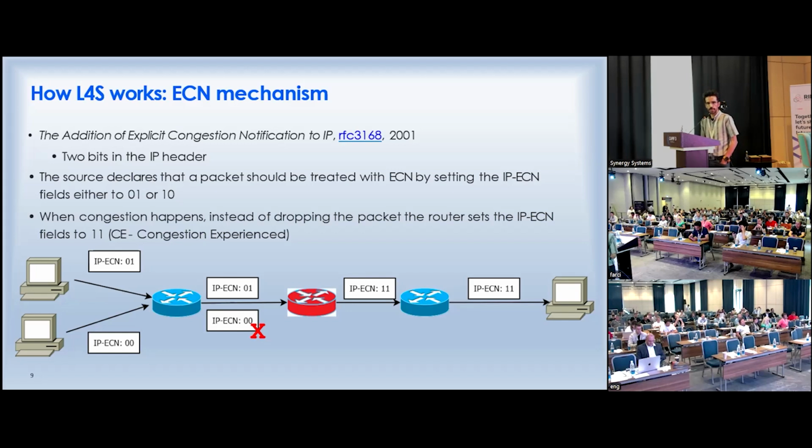The source declares that the packet should be treated with ECN by setting the IP ECN fields either to 0, 1, or 10. So when congestion happens, instead of dropping the packet, the router sets the IP ECN fields to 11.